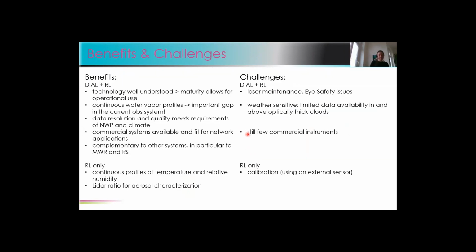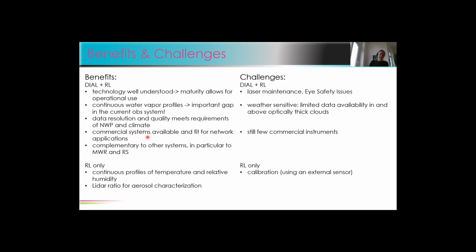to a summary of benefits and challenges from Raman LiDAR and DIAL. The technology of both systems is well understood, and the maturity allows for operational use. Of course, there are always technical issues, particularly laser maintenance or eye safety issues, particularly if you want to operate such systems in a network. Raman LiDAR and DIAL provide continuous water vapor profiles that are an important gap in the current observation systems. But not to forget, the systems are weather sensitive, so limited data are available in and above optically thick clouds. The data resolution and quality meets the requirements of NWP and climate studies.